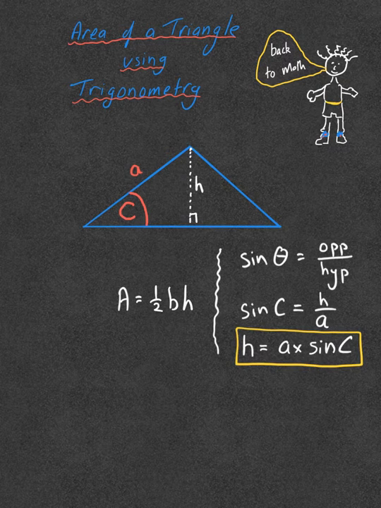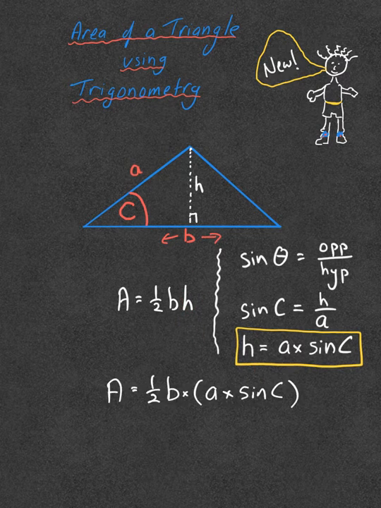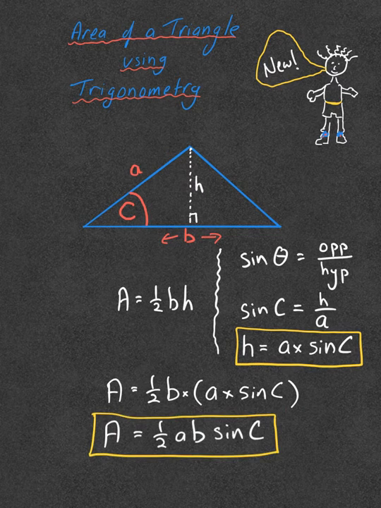So if we're going to find the area of the triangle, that's equal to a half base times the height. So here the base is this side of our triangle. Let's label that B. So now we can use our new expression for H in our triangle to eliminate here, and we get a new formula. So here I've taken half base, and here's the new expression for height, A times sine C. Rearranging this, we get the area of a triangle is given by a half times AB sine C.